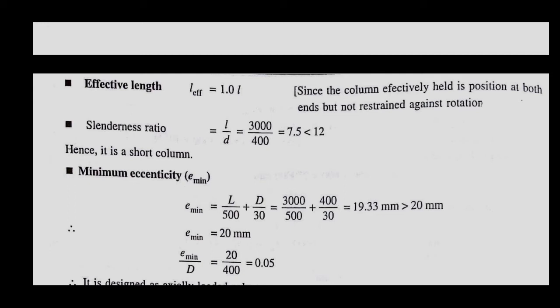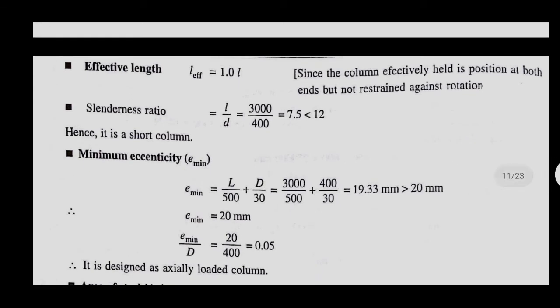Now minimum eccentricity, E minimum, is equal to L by 500 plus D by 30, that is 3000 by 500 plus 400 by 30. This formula is written as per clause number 25.4. That is equal to 19.33 mm, which is less than 20 mm, and it should be less than 20 mm. So we can assume that E minimum is 20 mm.